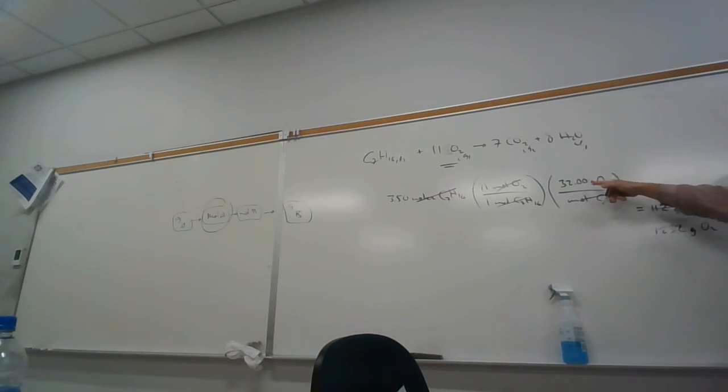Now, we're allowed 3 sig figs, so usually people will convert this to scientific notation. 1.23 times 10 to the third grams of oxygen. We'll round it to 3 sig figs.